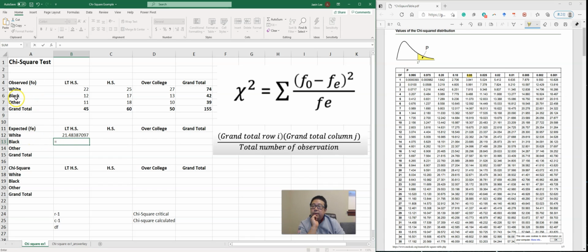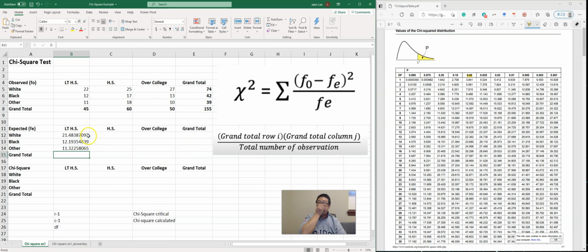So we are just checking the African American and less than high school, and we are using 12s in the cell of 12. So the row total is 42 multiplied by the column total, which is 45, divided by total number of cases. Enter. So it's the same way. Okay. And then other races and less than high school. Okay. Grand total row is 39 multiplied by grand total column divided by total number of observations.